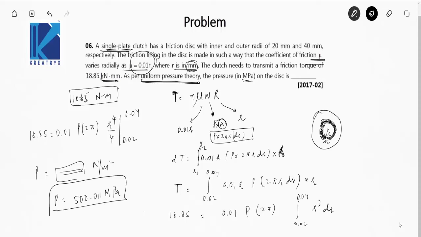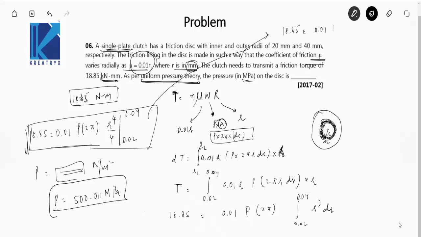The rest is just a calculation part. It will be 18.85 equal to 0.01 p 2 pi, into 0.04 raised to the power 4 minus 0.02 raised to the power 4 in brackets, upon 4. Solve it, and you will get the value of pressure equal to 500.011 megapascal. Okay, next question.